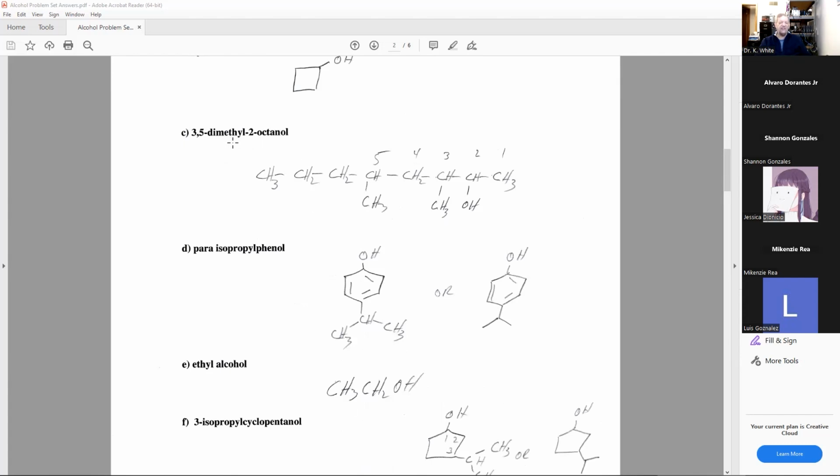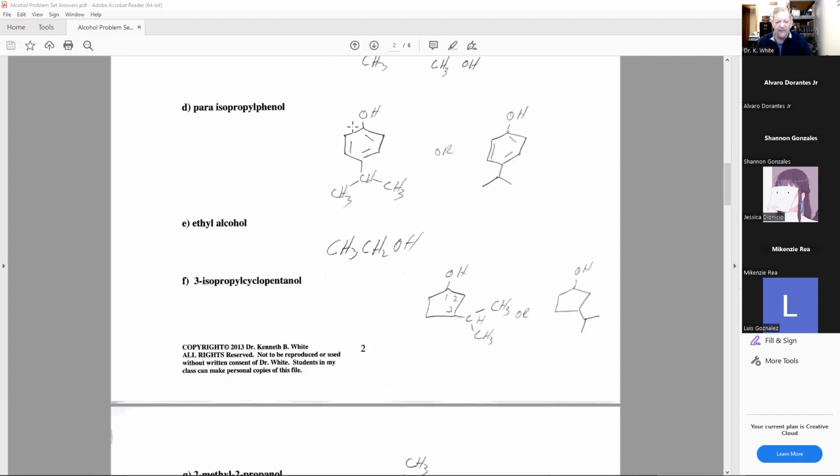Now, if we look at C, start from the right, OL ending, then that would be, if it were an E, octane, 8 carbons. The hydroxyl group is on carbon 2. You could have started from the other end, but I start from this end. And then methyl CH3, di means 2, and they're on carbons 3 and 5.